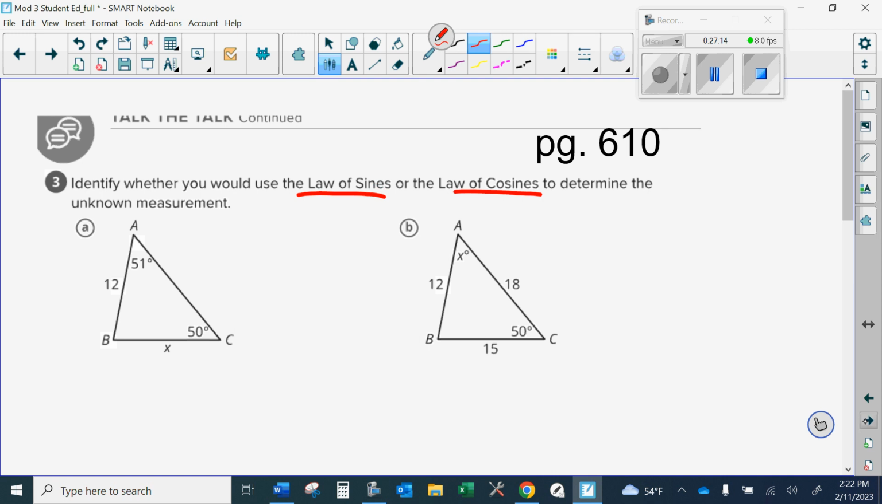Okay, so notice I have an angle measure. I'm missing one opposite. I have an angle measure, and I have the opposite on both of those. So that's going to be the law. Go ahead and hit pause, do it yourself, and then hit play to see if you got it right. Law of sines.